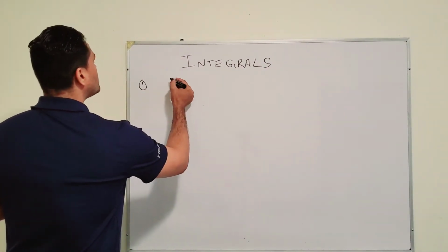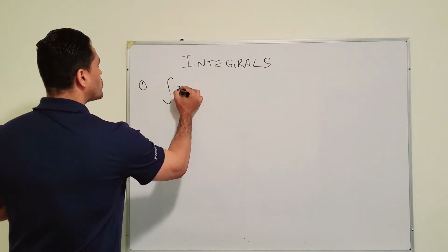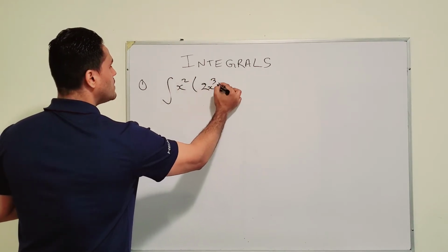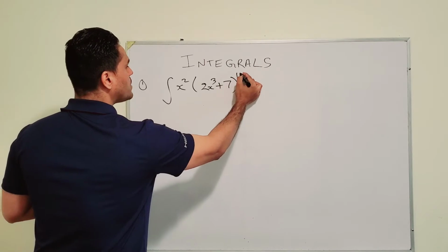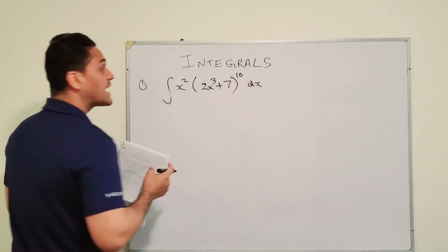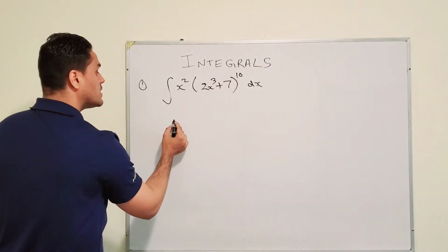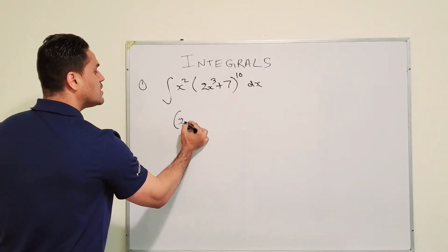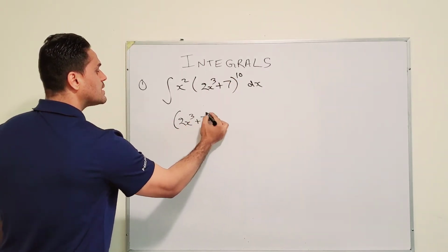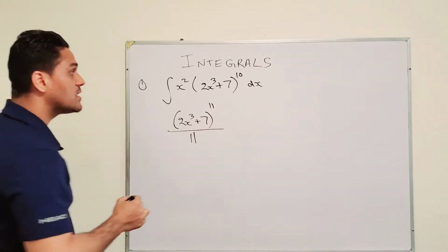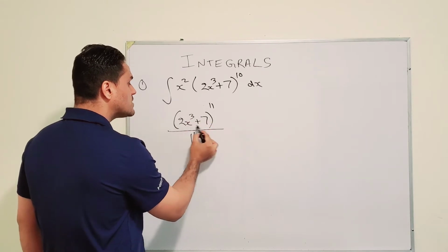So next up, I'm trying to take the integral of x² times (2x³ + 7)^10 dx. Again, what's my main term? It's (2x³ + 7)^10. We're just going to add 1 to its exponent and divide by that. But now you need to ask yourself, what's the derivative of the inside term going to be?